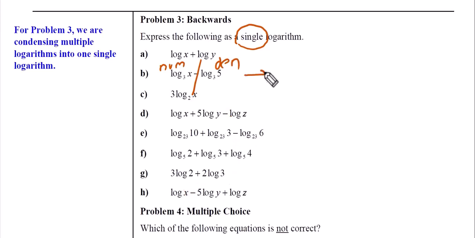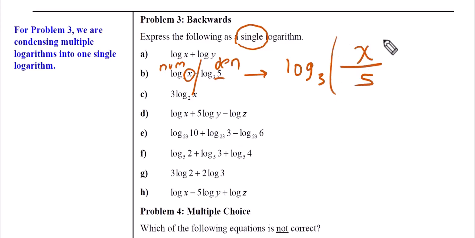So with that being said, I have log base 3. Let me draw my fraction bar. And the x is the numerator, and the 5 is the denominator. And again, if you want to be nice and formal about it, put them all in parentheses to signify that you have one argument for one logarithm, right? Because we're writing this as a single logarithm, and there it is.